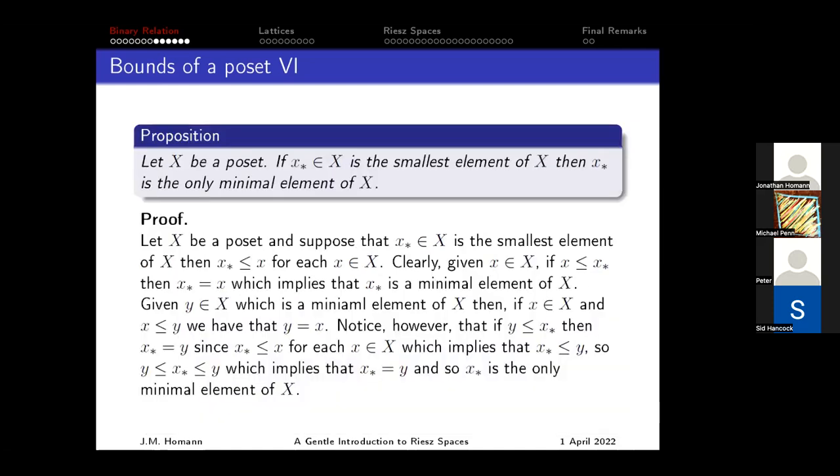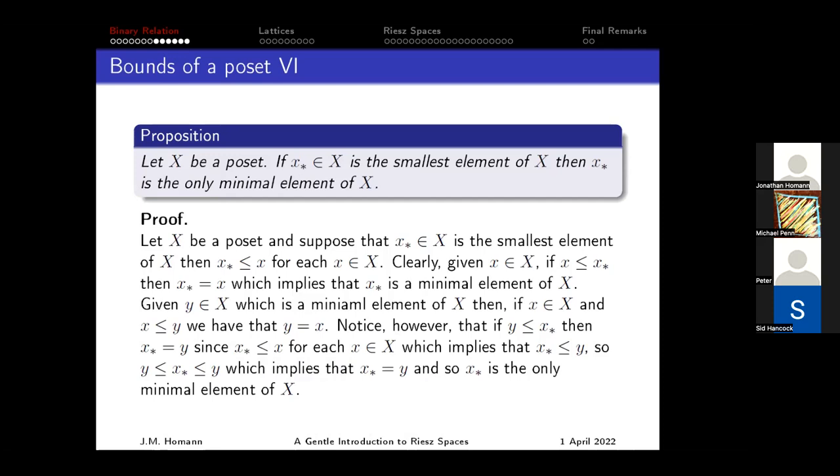Now, similar to the proposition we had for the largest element, if X is a poset and x star in X is the smallest element of X, then x star is the only minimal element of X. In other words, the smallest element is the unique minimal element. The proof is very similar to the proof for the uniqueness of the largest element.